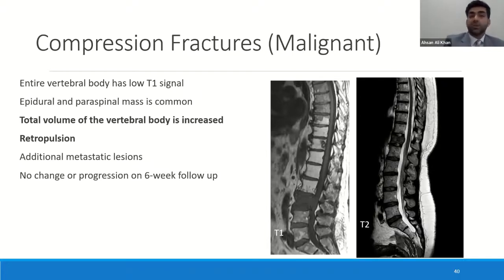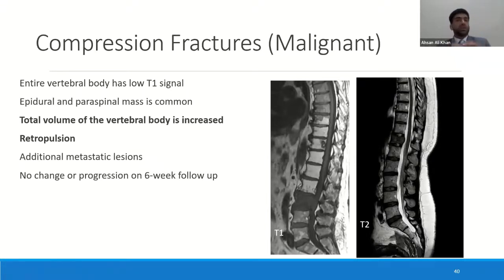All right, so now let's look at the malignant compression fractures and how they are different. In my previous slide, I showed you that benign fractures usually involve one band-like appearance on the MRI, with one part of the vertebral body involved. But here the entire vertebral body has low signal. Okay, for example, look at this one, right? Look at this one. And an epidural and paraspinal mass is common. The total volume of the vertebral body is increased.